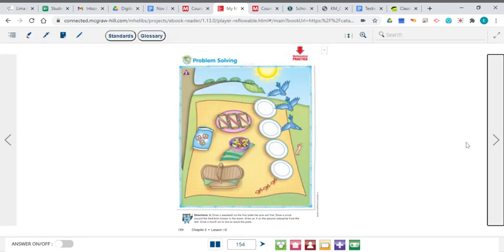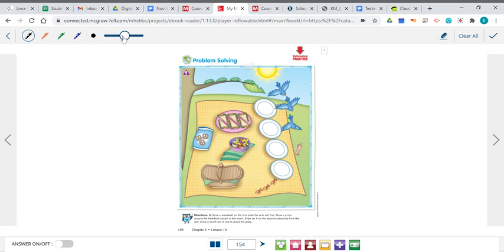Here we are on the last page of our practice papers, and it is on page 154. Now it says to draw a sandwich on the first plate the ants will find. Now here are our ants down here. So the plate closest to them would be our first plate, right? So here are our ants. That is the first plate. And so I will draw a sandwich for those ants to find.